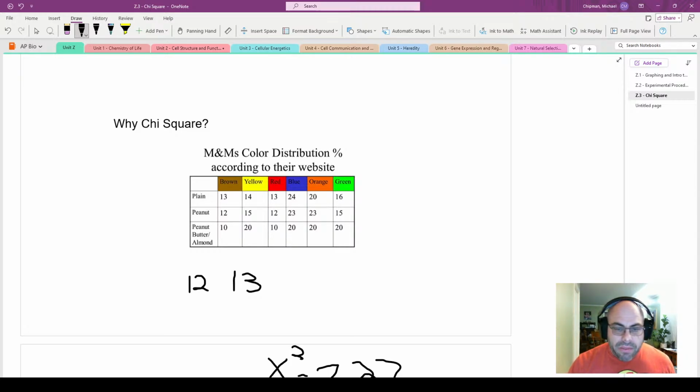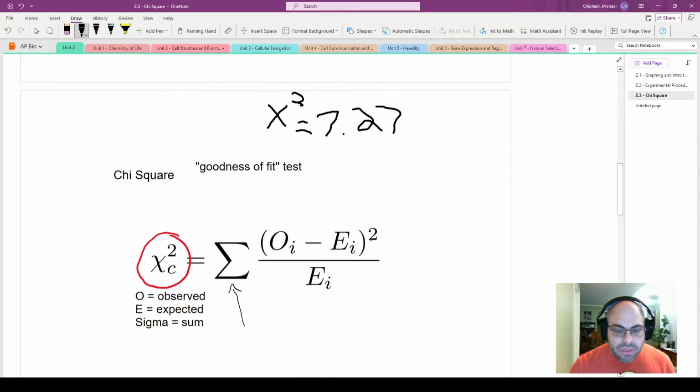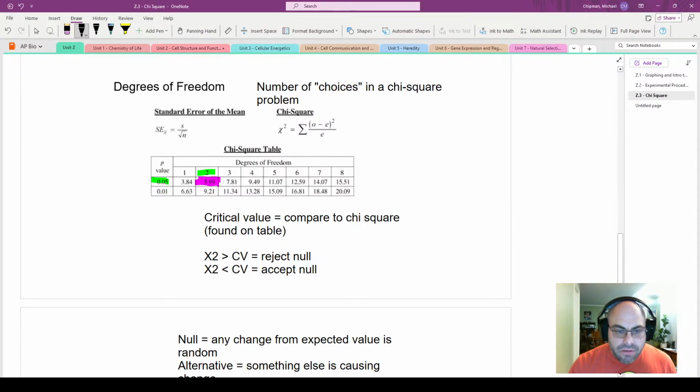How do you do that without thinking about people taking cards? Well, it's just subtract 1 from the number of things, right? So there's 6 colors in this case. Take 1 from that, 5 degrees of freedom. And so I have my 5 degrees of freedom here, right? I'm going to use 0.05 here. The highlighter would be so much better. Here it is. And so 11.07 is my critical value for the problem that I just came up with.